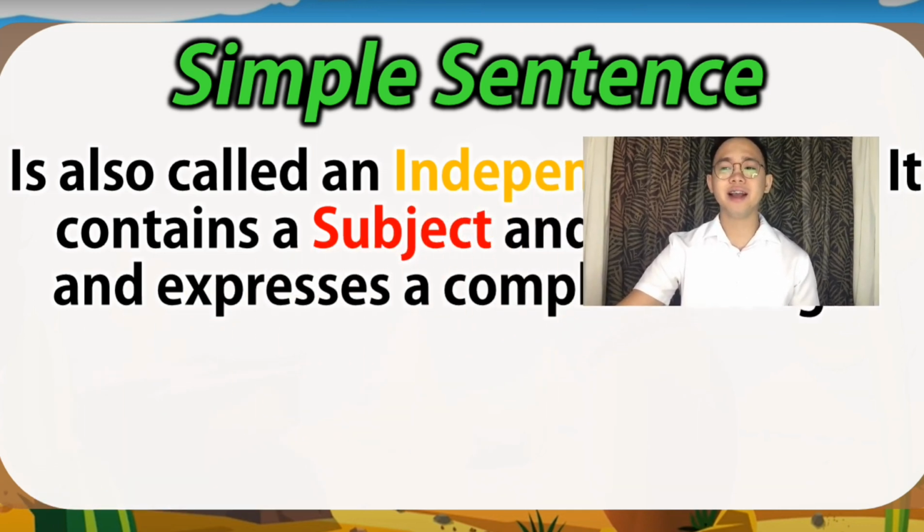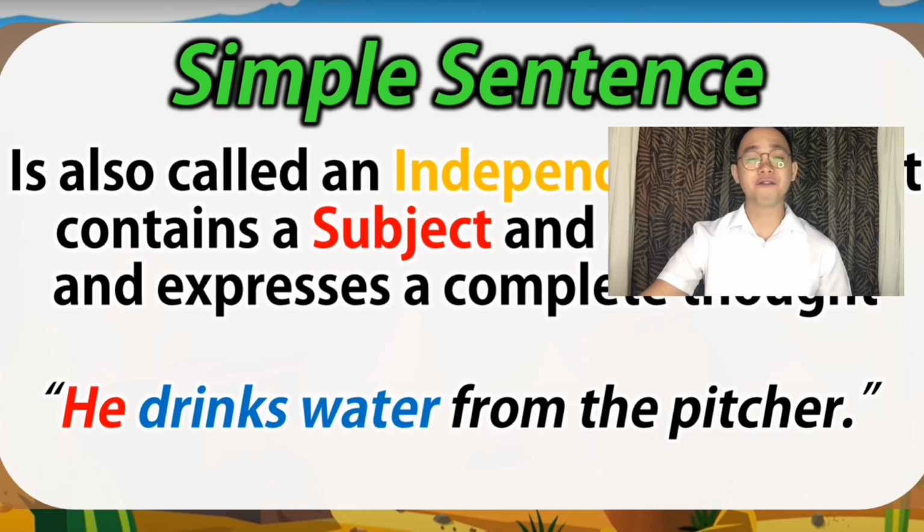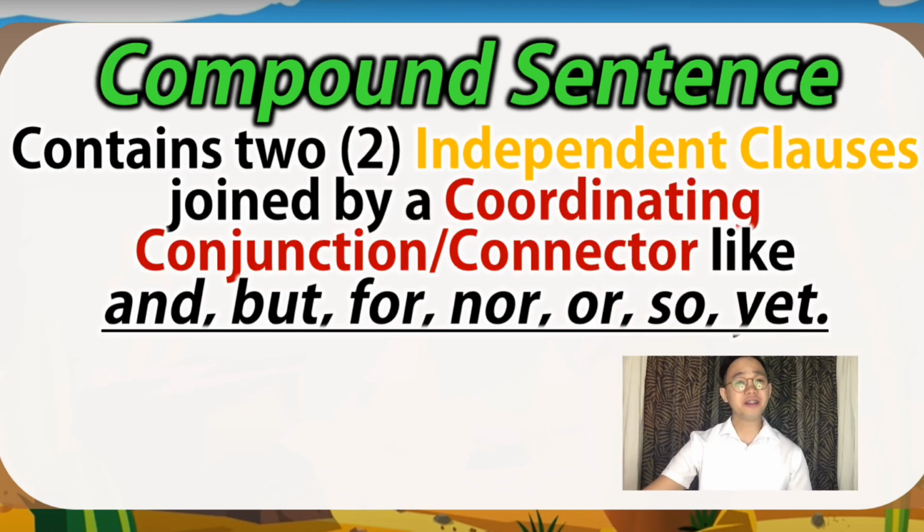Say, for example, he drinks water from the pitcher. He is our subject and drinks water is our predicate. Therefore, we have one complete thought or one sentence, and that makes it a simple sentence. On the other hand, a compound sentence contains two independent clauses, joined by a coordinating conjunction or connector. We have and, but, for, nor, or, so, and yet.